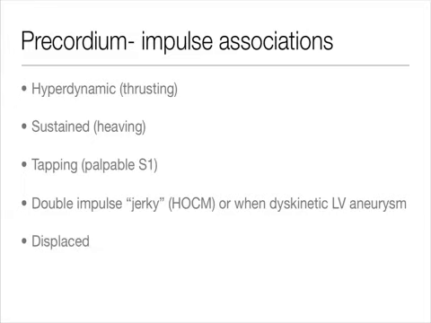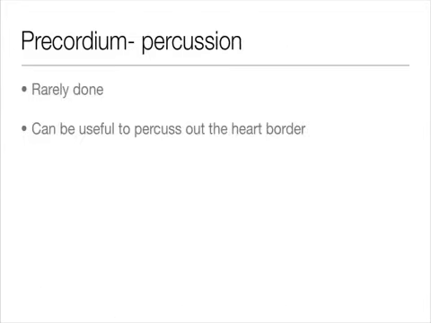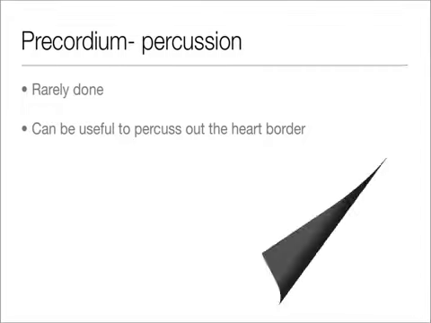A displaced apex beat can be seen in cardiomyopathy, and this could be dilated cardiomyopathy or ischemic cardiomyopathy. You should try and feel for a pericardial knock, and this is due to constrictive pericarditis. Percussion of the precordium is rarely done, but it can be useful to percuss out the heart border where you think it may be enlarged.